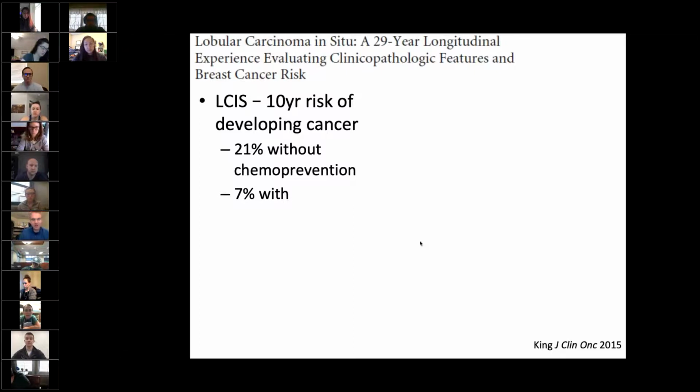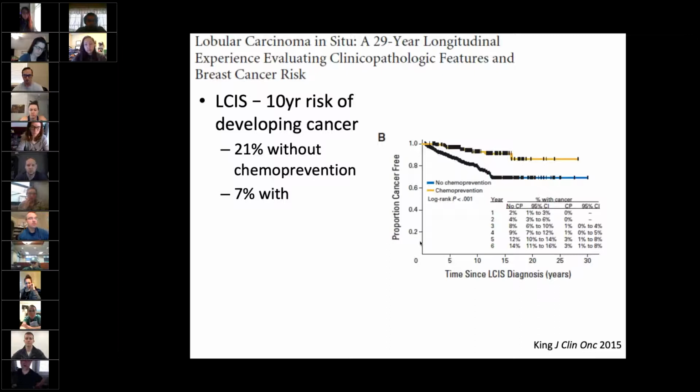Chemo prevention, right? So what does chemo prevention mean, Bobby? Usually hormonal therapy. With what? Tamoxifen or anastrozole. Okay, and how do you decide which one? Whether they're premenopausal or postmenopausal. Good. Yeah. So that's exactly right.